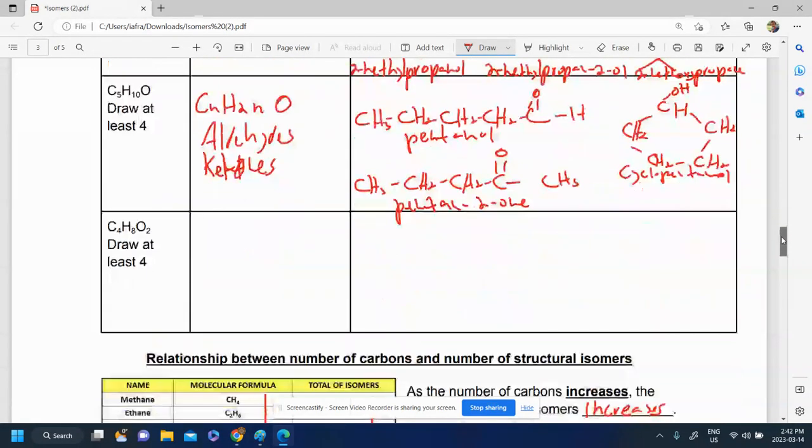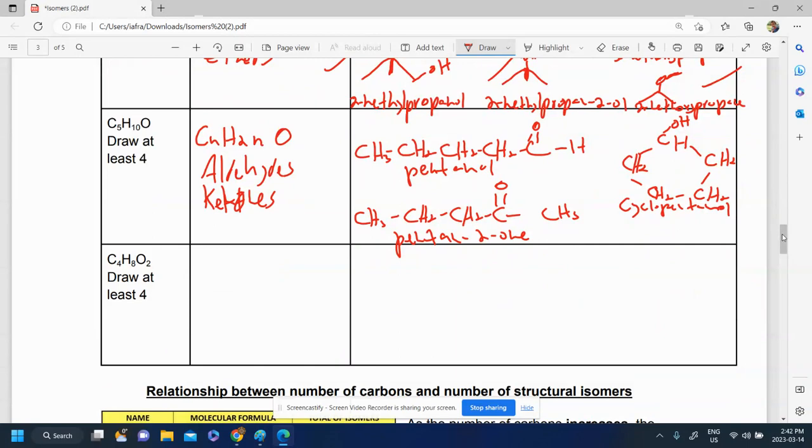Let's try to do a cyclic ether, for example. We could do a 5-carbon chain with an O in there. So O, C, C, C, C, C, and then, so that's 1, 2, 3, 4, 5. This would be H2, H2, H2, H2, H2. And so we have 1, 2, 3, 4, 5, 10 H's and 1 O. And so this is a cyclic ether molecule.